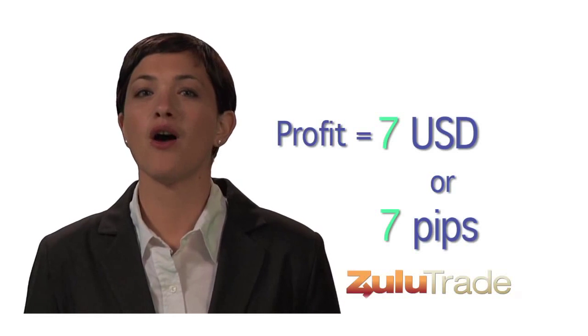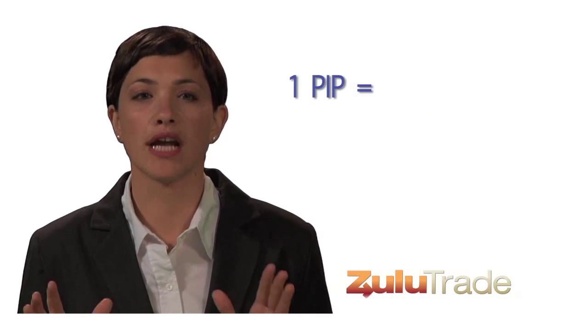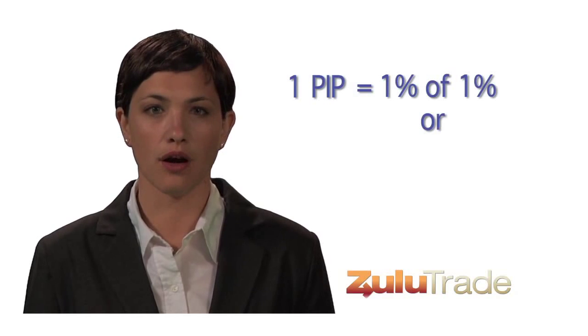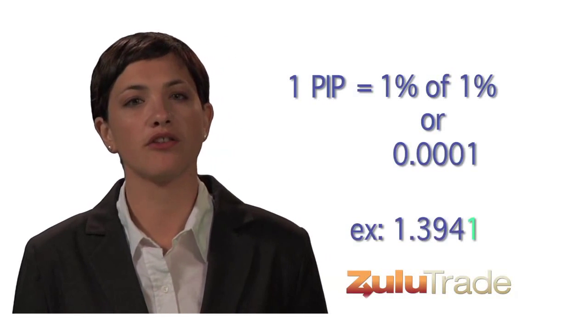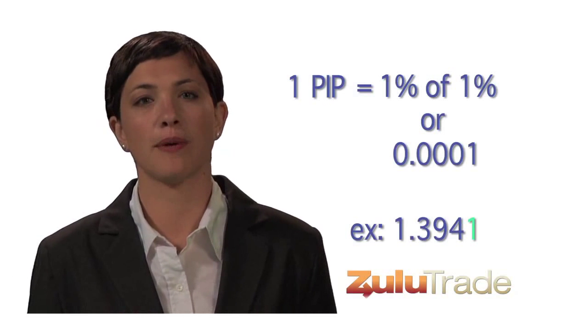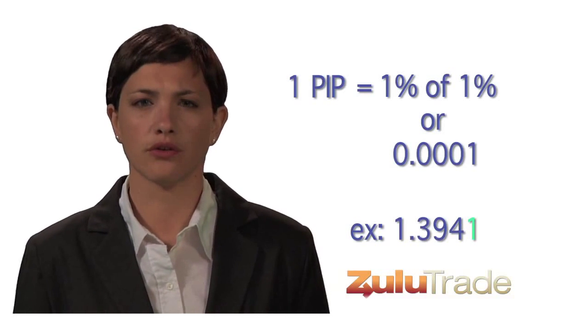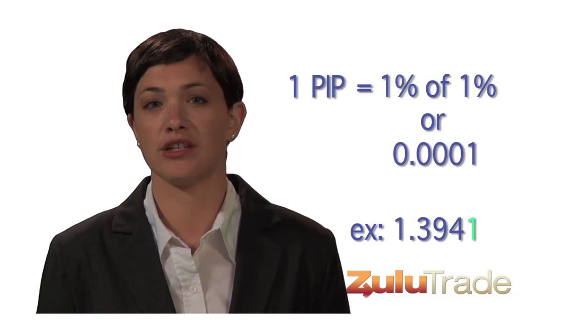Good question. 1 pip represents 1/100th%, or 0.0001, which is the smallest amount of currency fluctuation used by Forex, and it is the unit used to express the price change of an exchange rate.